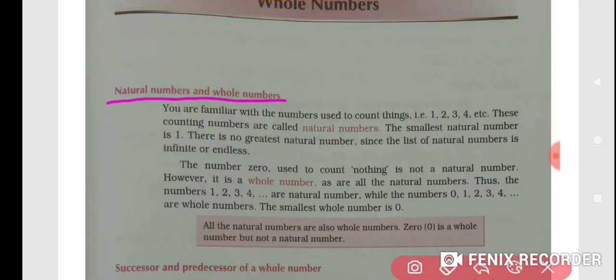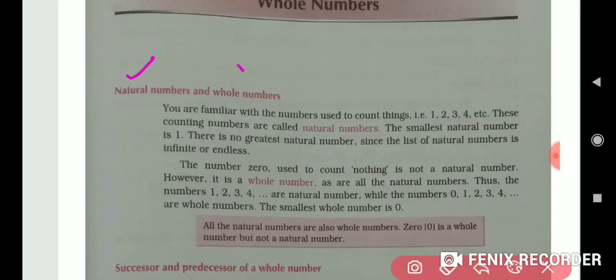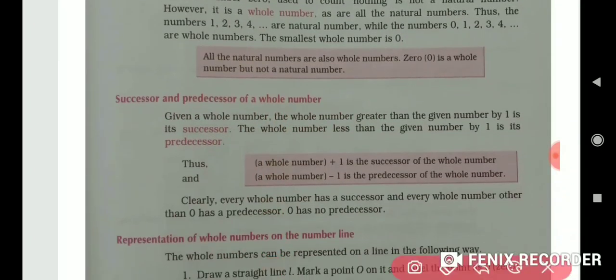Natural numbers and whole numbers. So what are natural numbers and what are whole numbers? The numbers that begin from 1 and so on, 1, 2, 3, 4, 5, 6 and so on, that means the numbers that begin from 1 are known as natural numbers. And what are whole numbers? The numbers that begin from 0, 1, 2, 3, 4 and so on are known as whole numbers. So just one difference is there between natural numbers and whole numbers, that natural numbers begin from 1 and whole numbers begin from 0.